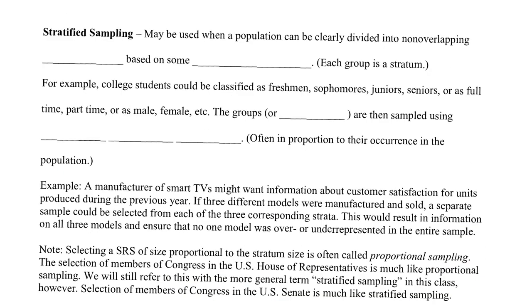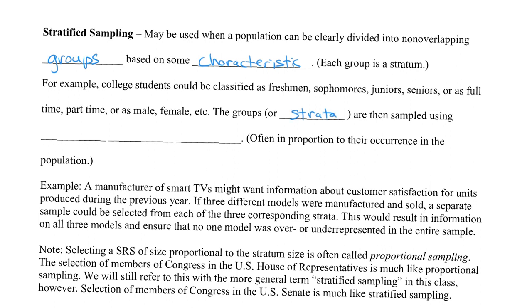Another type of sampling is stratified sampling. This can be used when a population can be clearly divided into non-overlapping groups based on some characteristic. And each group would be called a stratum. So as an example, college students could be classified as freshmen, sophomores, juniors, or seniors, because these are all non-overlapping groups based on how many credits you've earned, or full-time, part-time. So pretty easy. There's a lot of ways you can do this with college students, male, female, etc.